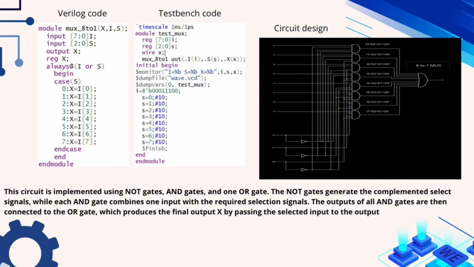At the circuit level, this MUX is built using NOT gates to complement the select signals, AND gates to combine each input with its specific select combination, and a single OR gate to merge all the AND outputs into the final output X. This is a standard implementation of a multiplexer using basic logic gates.